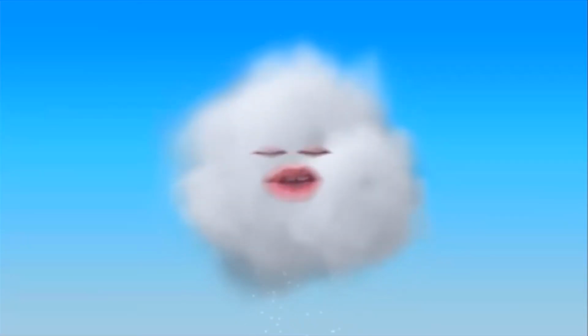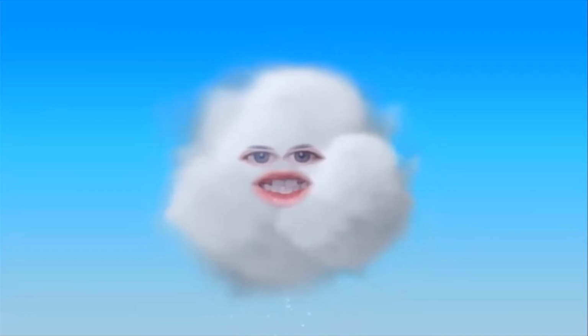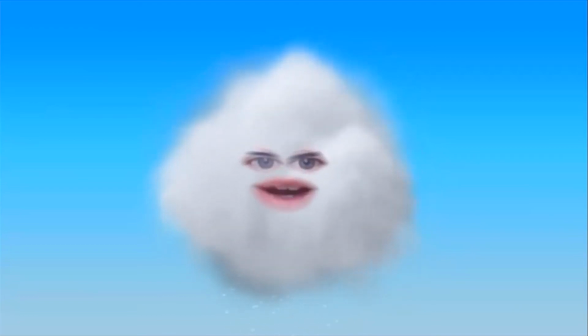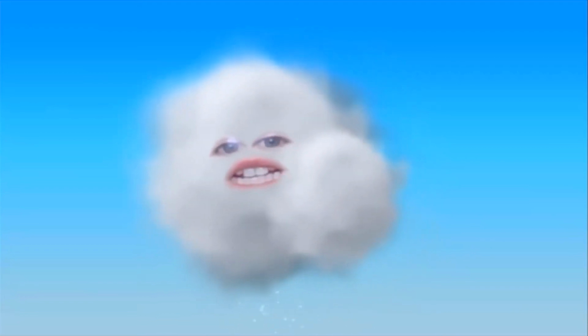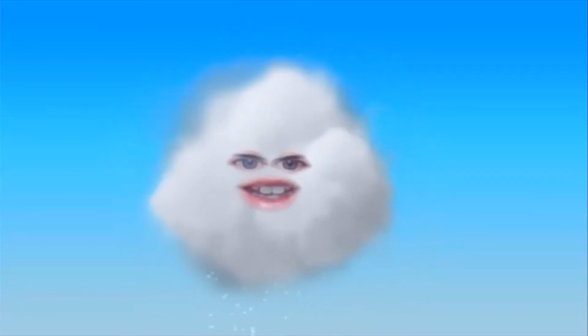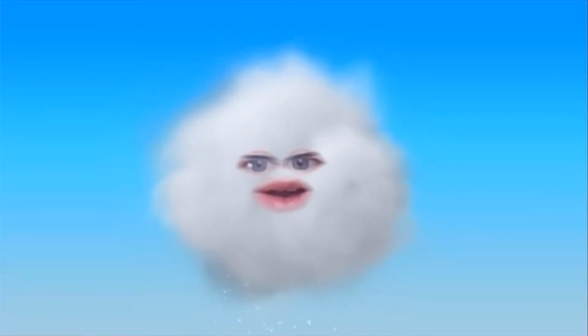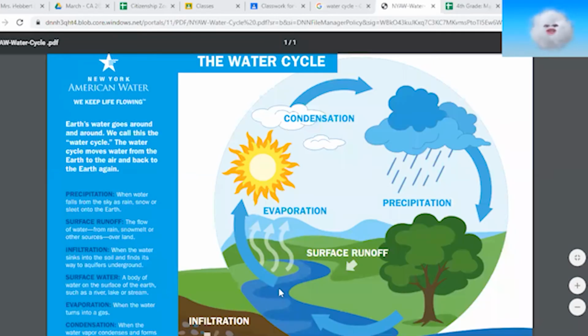All right, so we are going to talk about the water cycle real quick, and then we're going to go outside and check out some clouds. So let's talk about the water cycle. Clouds are formed through the water cycle. We start with the water here in a river or a lake, and we see that surface runoff goes into the river and the lake.